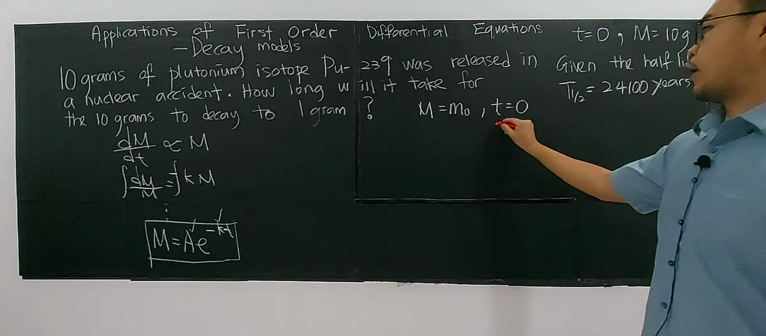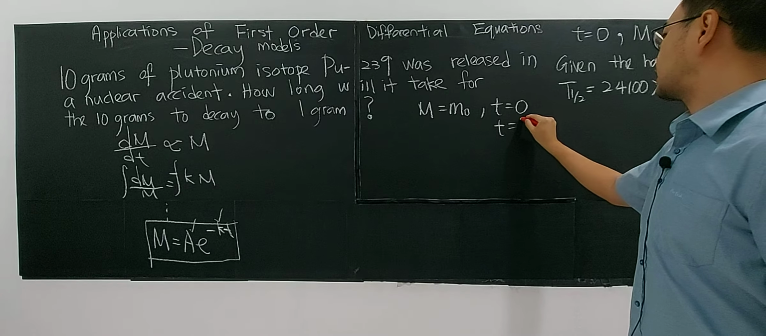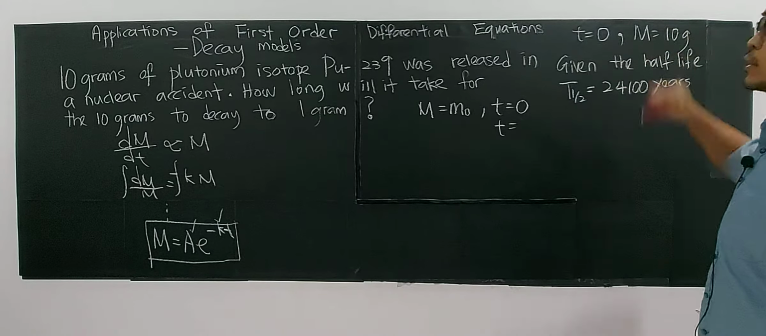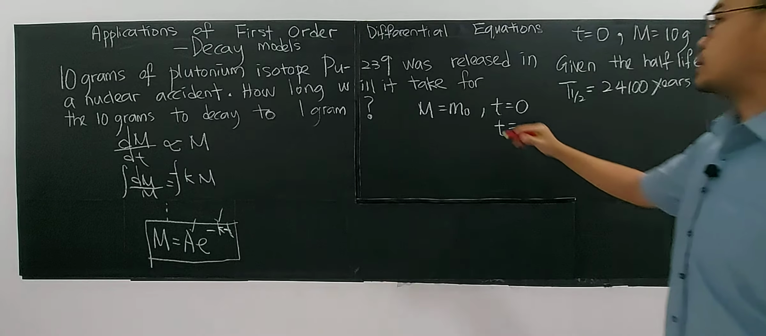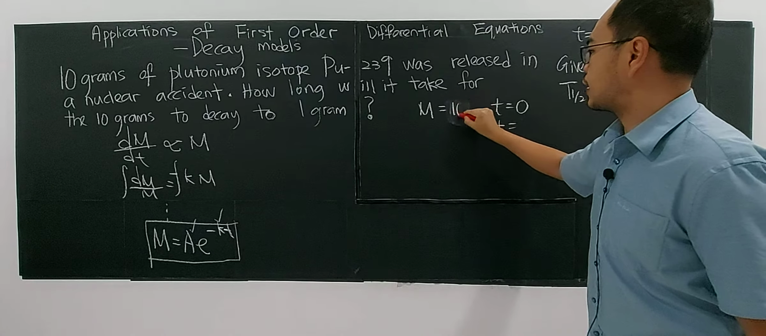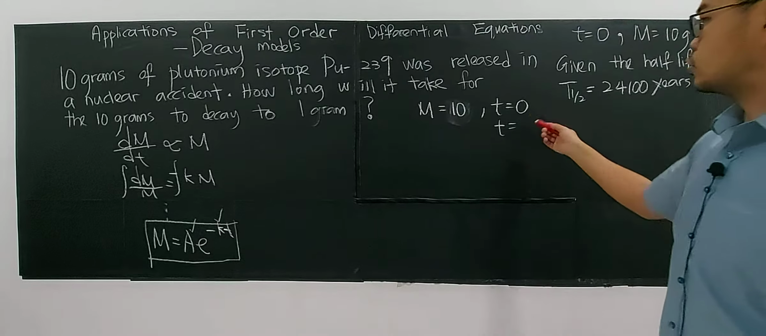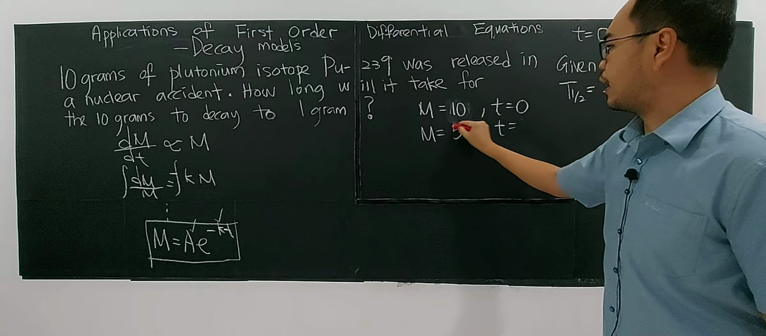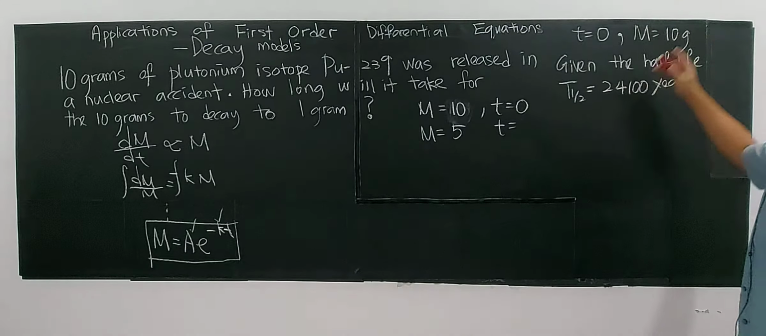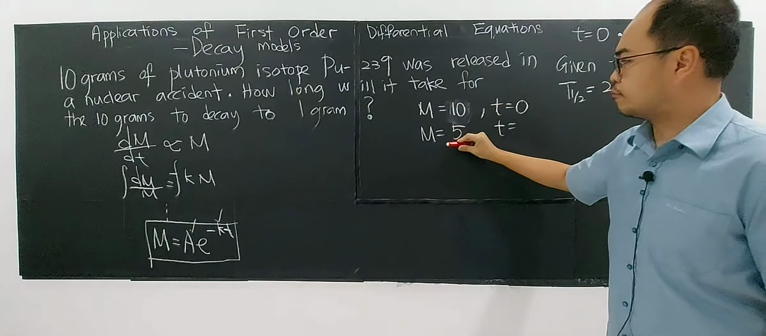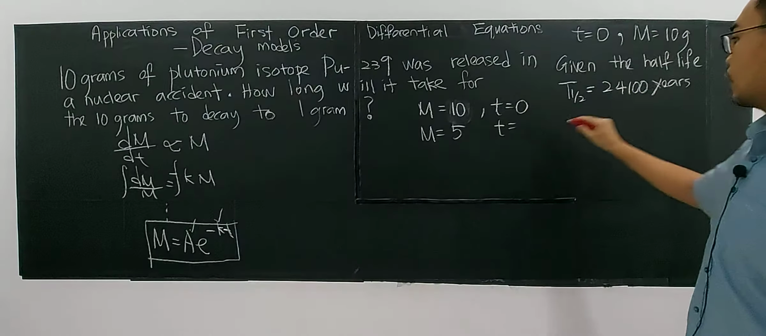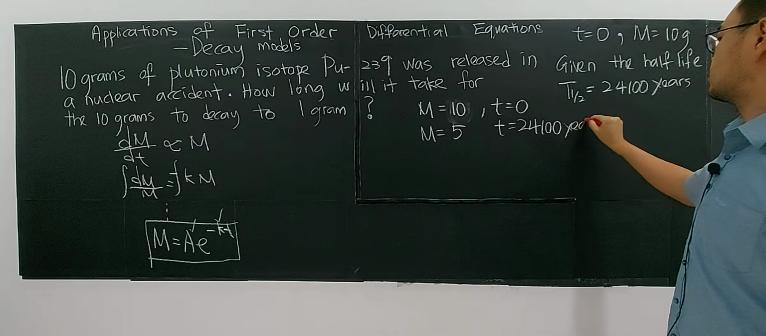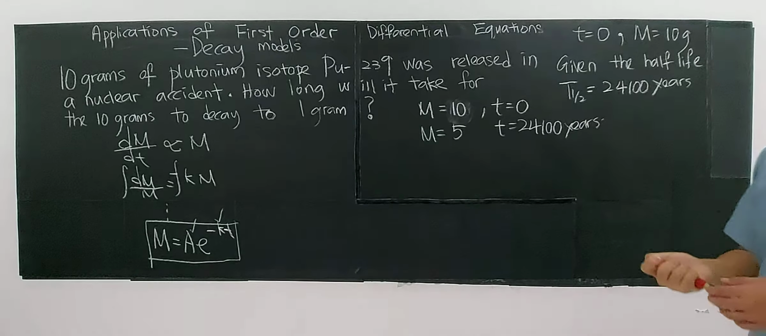For example, we have 10 gram here, so the initial mass is actually 10 gram. For the mass to become half is called the half-life. It means that from 10 gram to become 5 gram, it will take about 24,100 years. Wow, right? This is the information given.